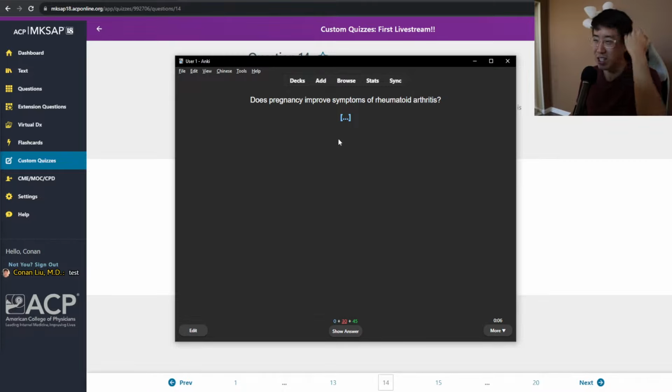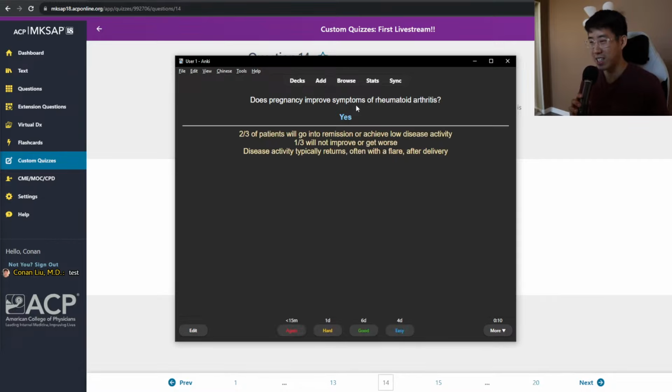But anyways, does pregnancy improve symptoms of rheumatoid arthritis? The answer to that is yes. Two-thirds of patients will go into remission or achieve low disease activity. One-third will not improve, or they will get worse.